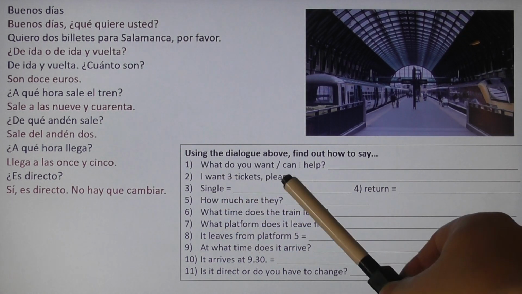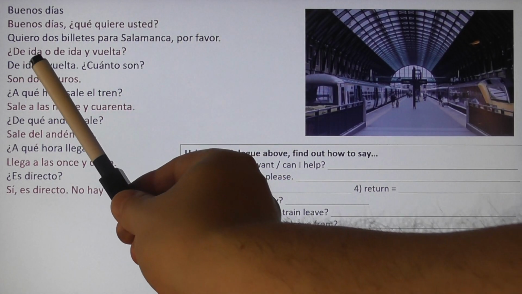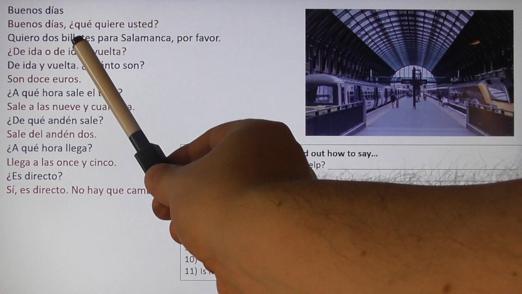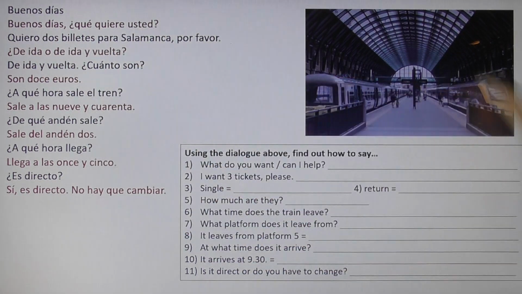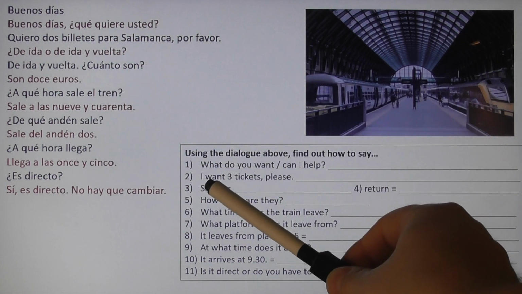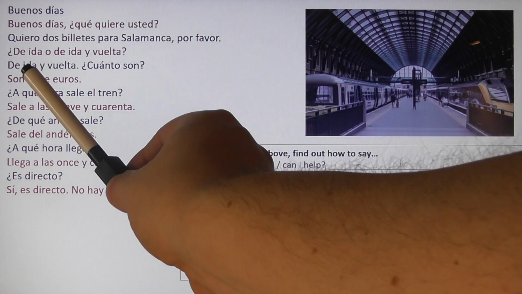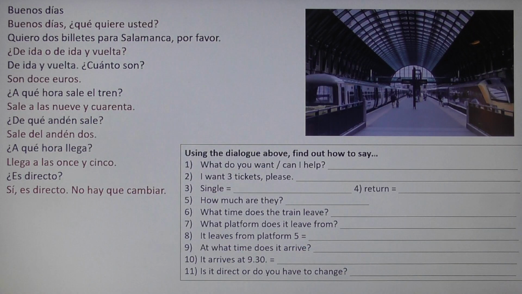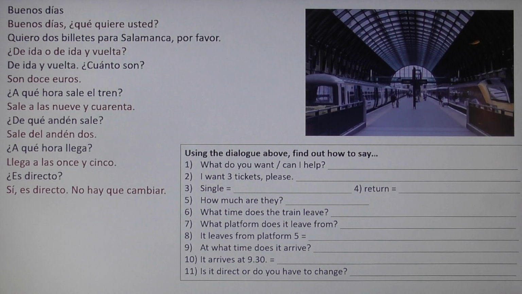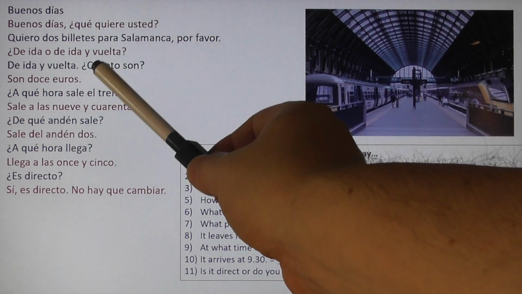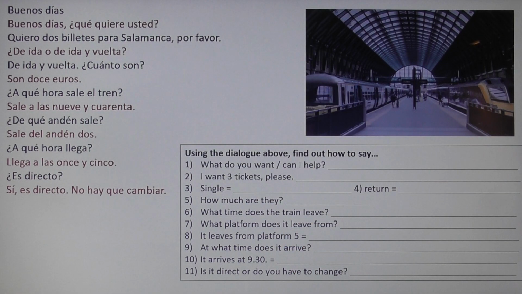I want 3 tickets, please. So we're going to get our structure from here. Quiero 3 billetes, por favor. Okay, I know it says dos there, but like I said, we're using this to guide us. Single would be de ida and return, de ida y vuelta. How much are they? ¿Cuántos son? ¿Cuántos son?